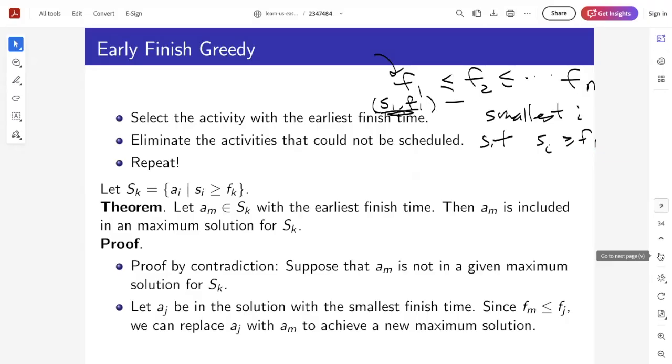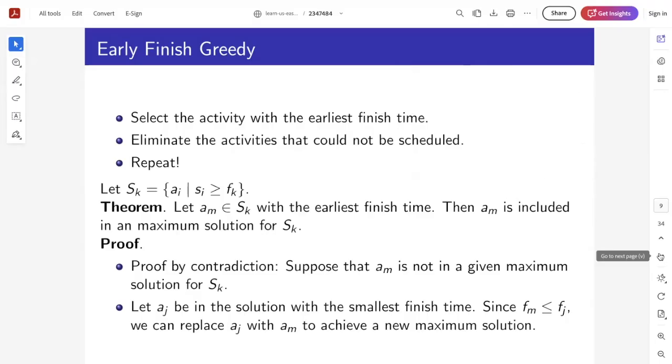And likewise for S, after AI is picked, then it has Fi. And then we want to find the smallest J such that Sj is greater than or equal to Fi. So the start time of the next activity you select must be at least the finish time of the previous activity you select. That way we can have a feasible solution.